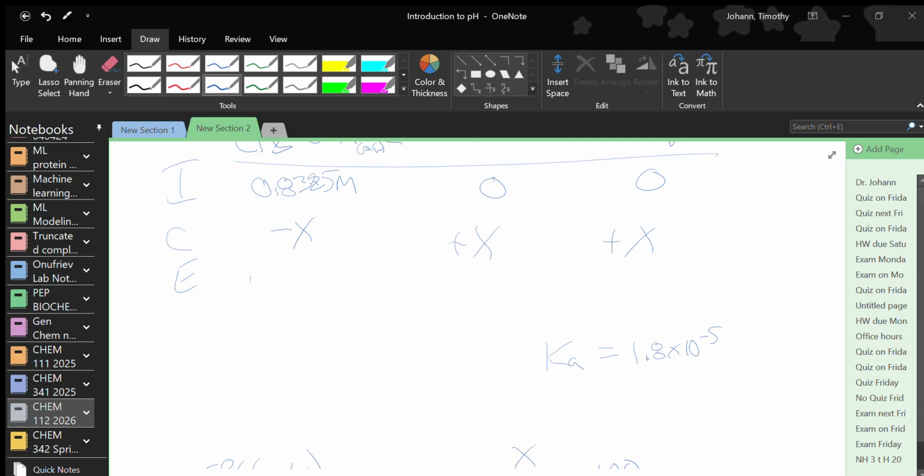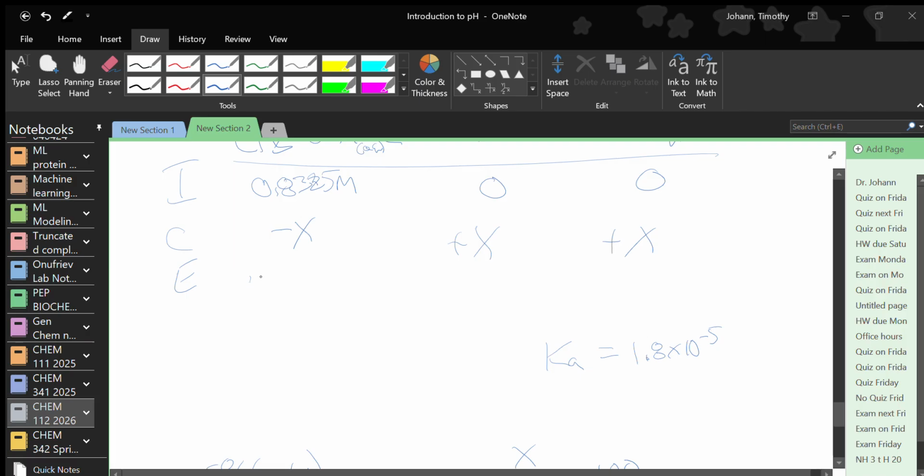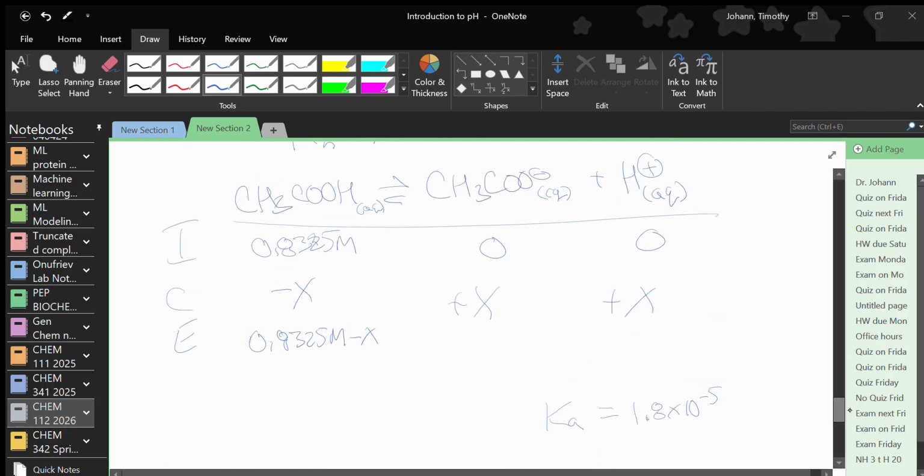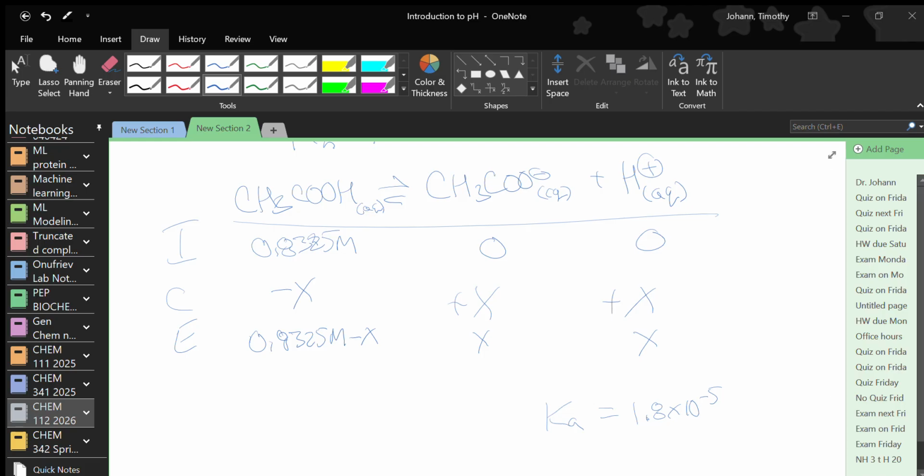So for this problem then, what I'm going to have down here is 0.8325 molar minus X. And then over here, my final concentration of the base, or the conjugate base, I should say, is going to be X, and my concentration of H plus is going to be X. All right?